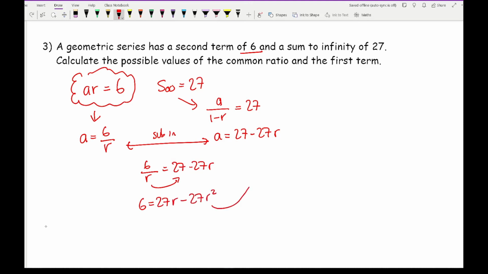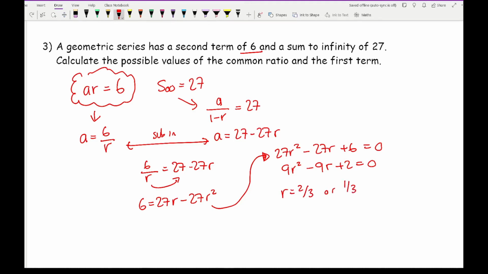And hopefully what you can now spot is that it's going to be a quadratic equation. So I've got 27r squared minus 27r plus 6 equals 0. I can divide everything by 3 just to make it a little bit easier. So here I end up with 9r squared minus 9r plus 2 equals 0. Then all I need to do is solve this either by factorising, using the formula, or using my calculator, in which we get that r equals 2/3 or r equals 1/3.